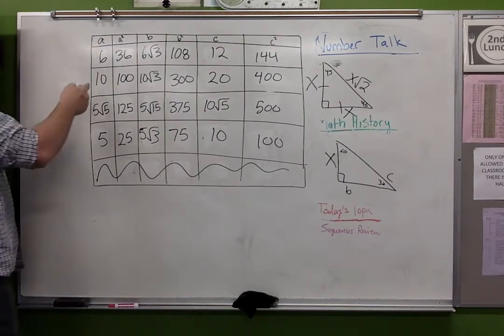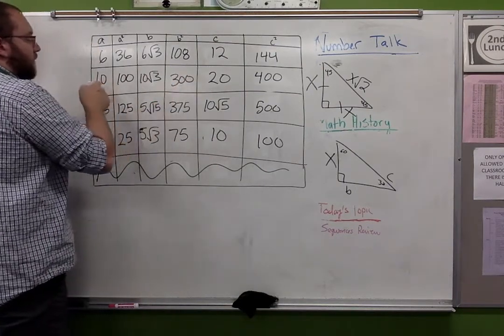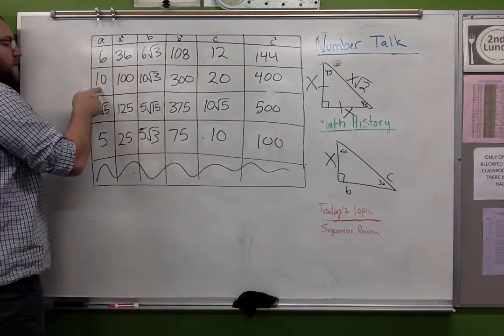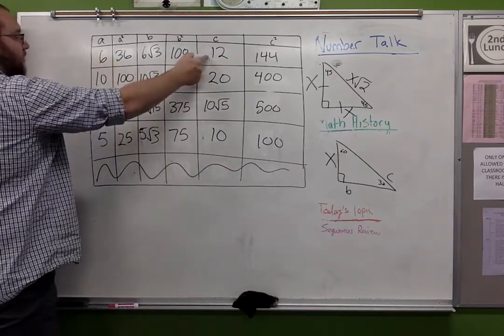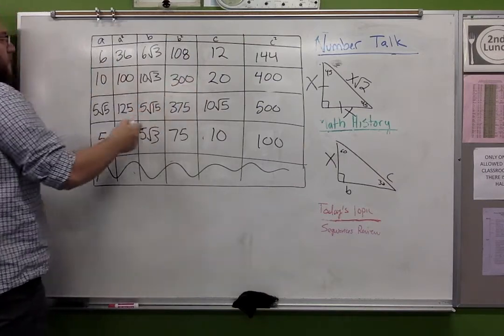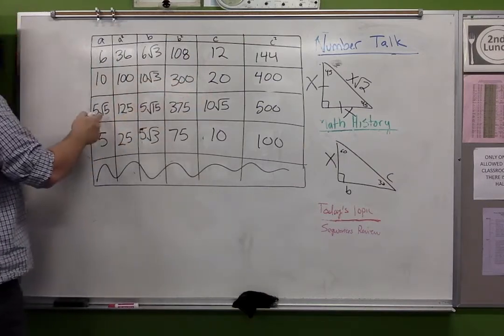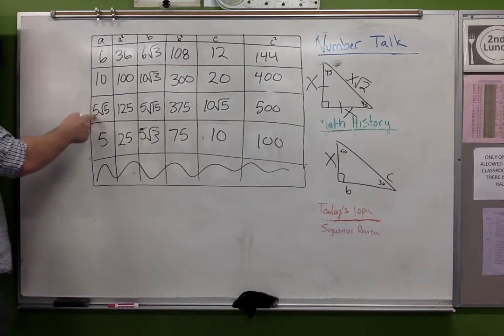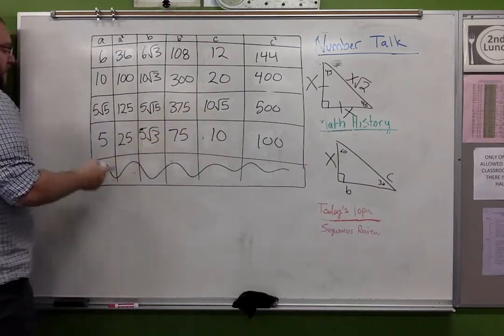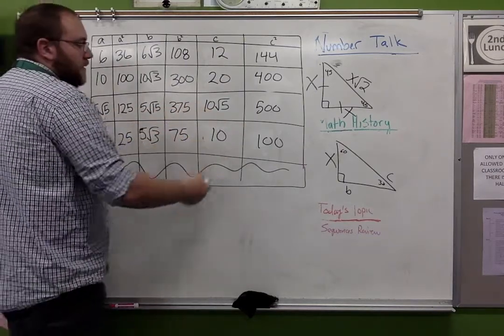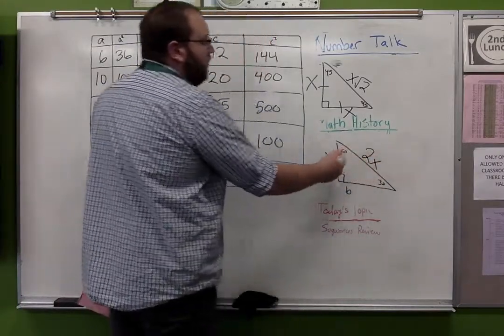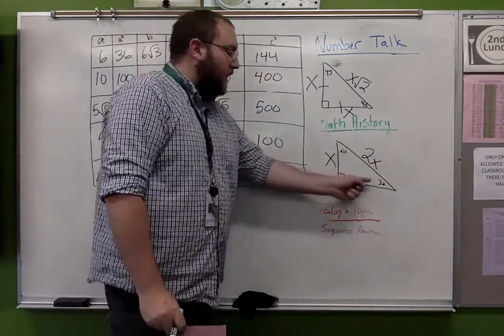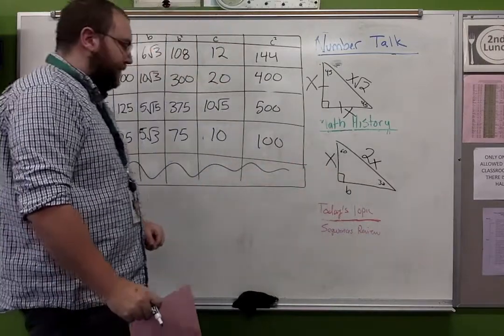That's our pattern. So going from a to c, from the side across from 30 to the hypotenuse, you times by 2. 6 times 2 is 12. 10 times 2 is 20. 5 square root of 3 times 2, 5 times 2 is 10, square root of 3. So the hypotenuse on the 30, 60, 90 is double, or 2 times, the side across from 30.